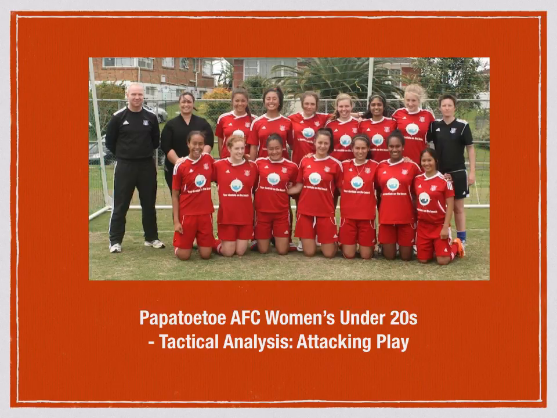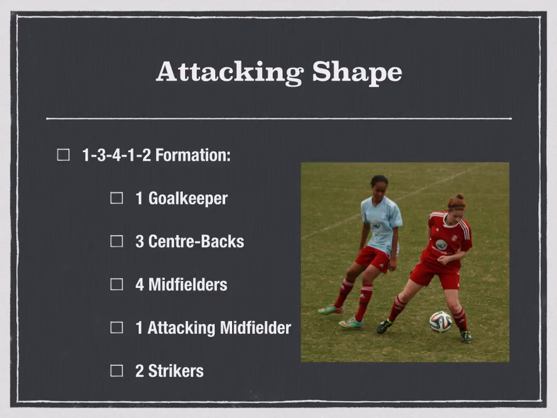Okay, so this is tactical analysis for our attacking play, and it's a shortened version, hopefully. Our attacking shape is 1-3-4-1-2, the formation. So that's one goalkeeper, three centre-backs, four midfielders, one attacking midfielder, and two strikers.